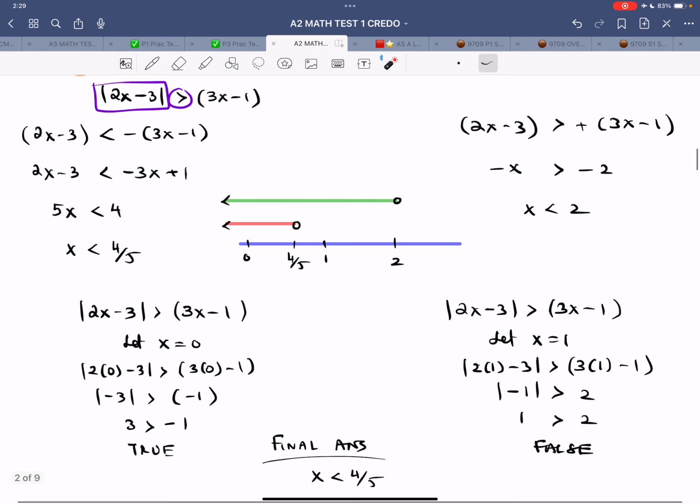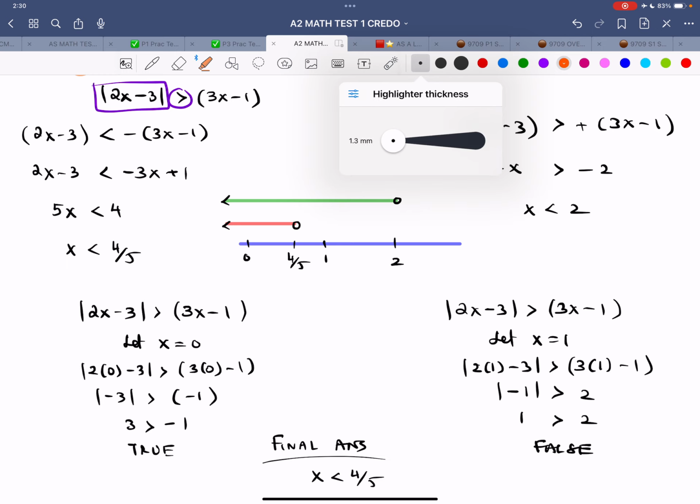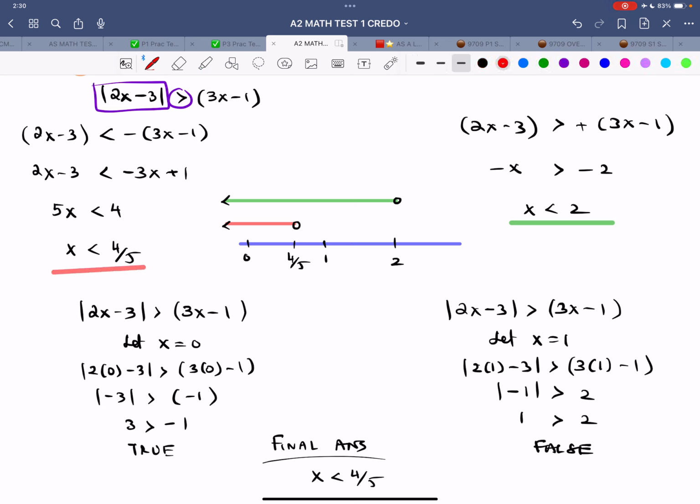So we apply the true false test. We first draw a number line. We represent x is lesser than 2, that is the green line. So let me just highlight it a bit more. So x lesser than 2 is the green line. And the other one, that is the red line, x is lesser than 4 over 5. They both are pointing towards the left.